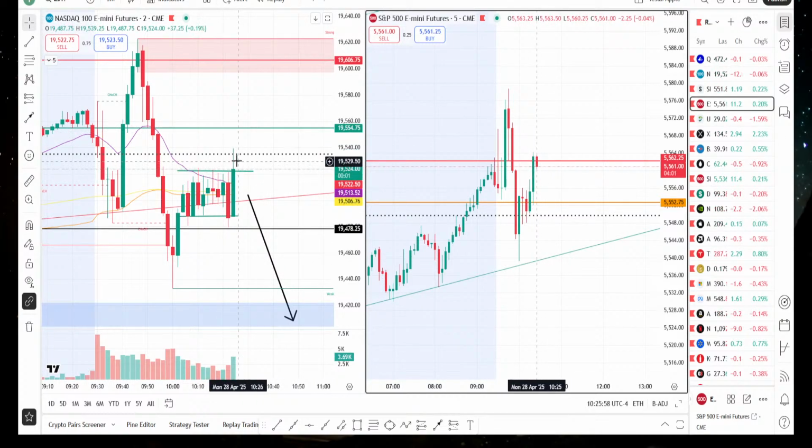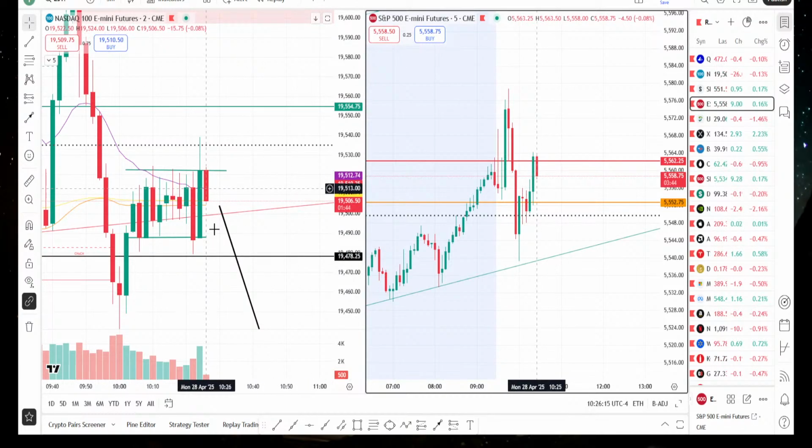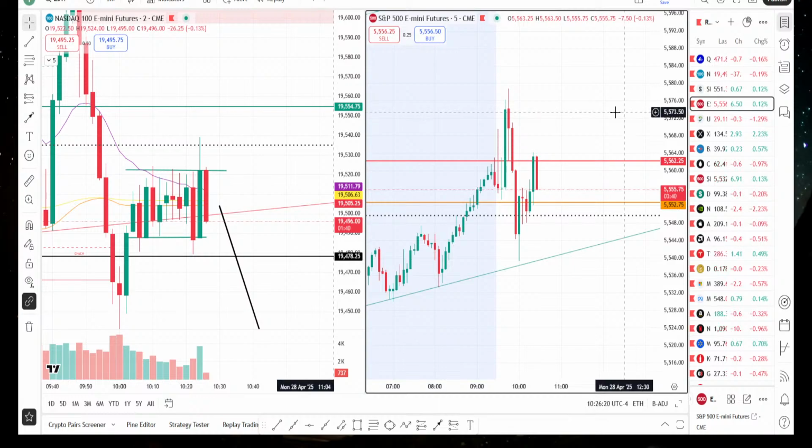Oh, now it's doing the same thing it did here, where it left the wick. So is it really strong? It's strong if we get a second candle going up. If we don't, then it's just chopping around here.